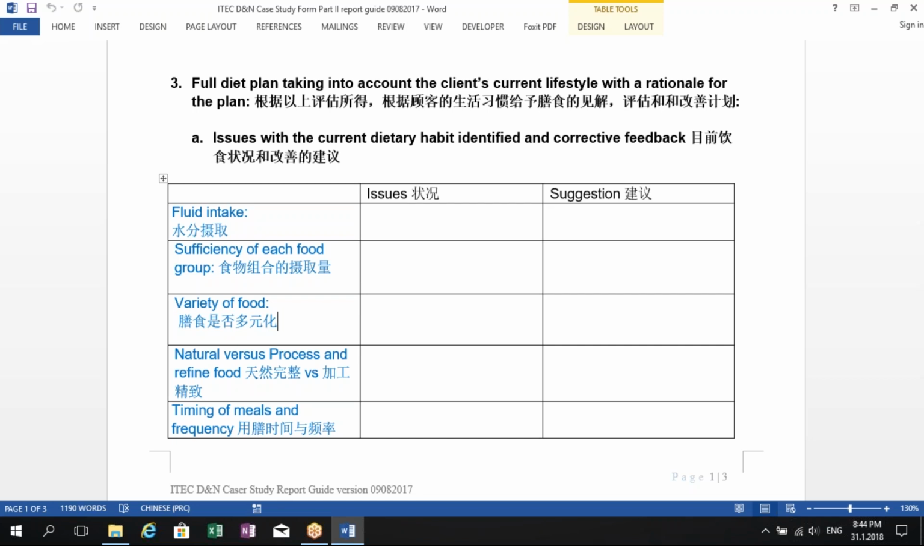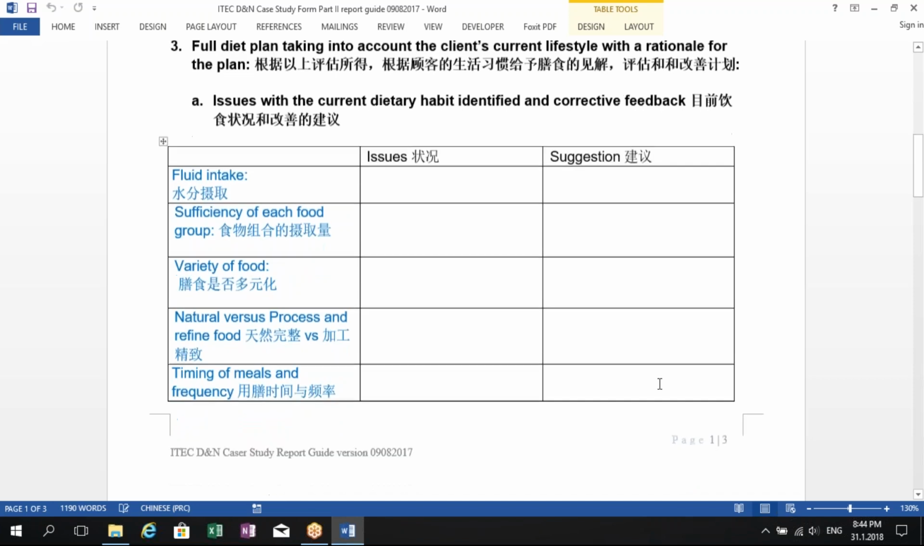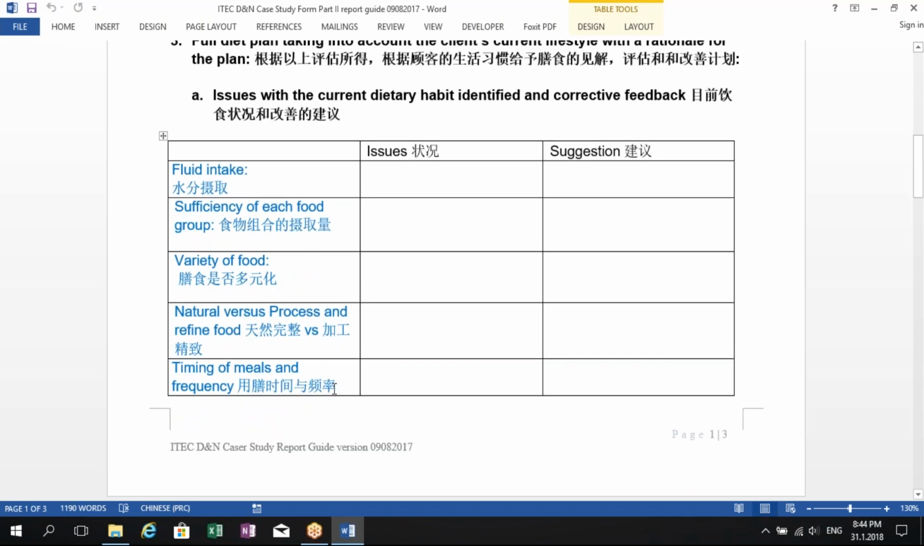Very straight away. Okay, natural versus processed food. The person can have a variety of food, but it's all processed. So you need to say there is a lot of processed food, and I suggest to take natural food. Why? Because it will help to, okay. And timing of meal and frequency. Sometimes they skip meals, right? Never take breakfast or they eat supper. So the frequency of meals also can be an issue.